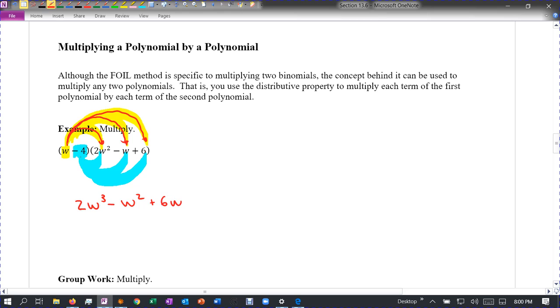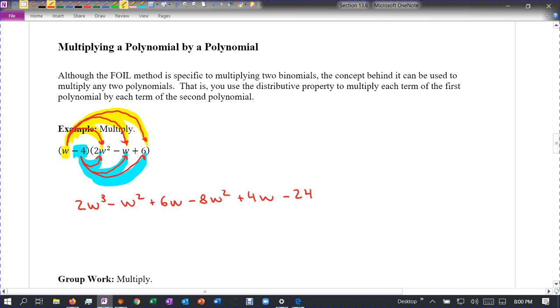Now we're not done. We need to do negative 4 through here. So negative 4 times 2w squared is negative 8w squared. Negative 4 times negative w gives you positive 4w. And negative 4 times 6 gives you minus 24.